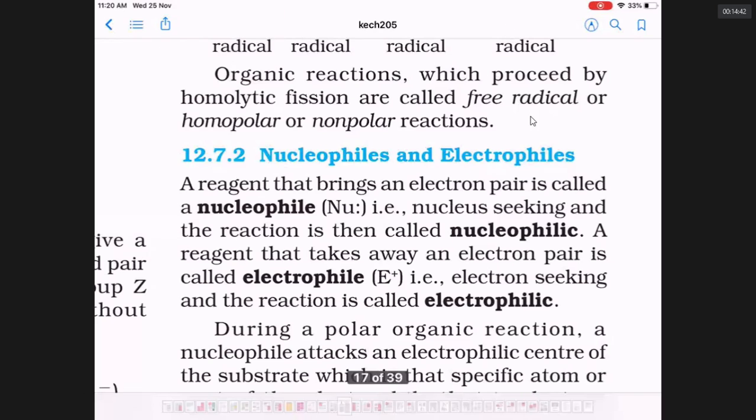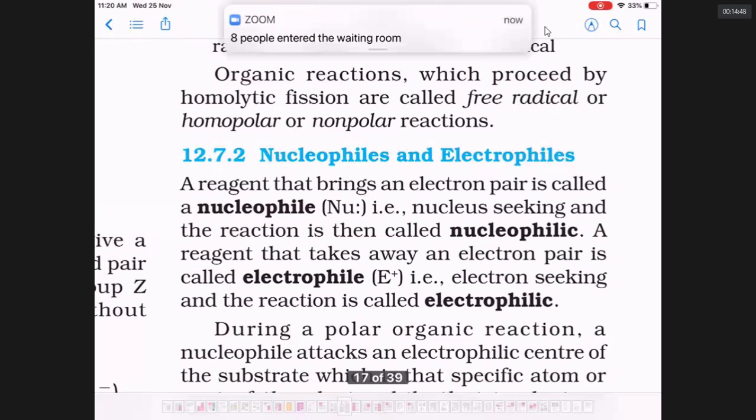A reagent that takes away an electron pair is called an electrophile. An electrophile is one who loves electrons. It is loving electrons because it has positive charge.